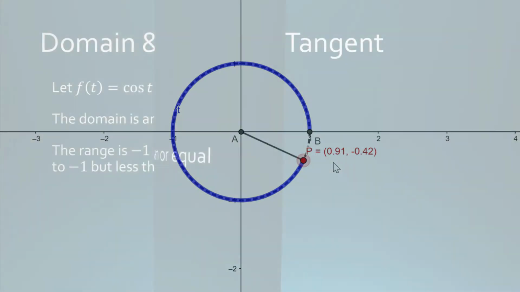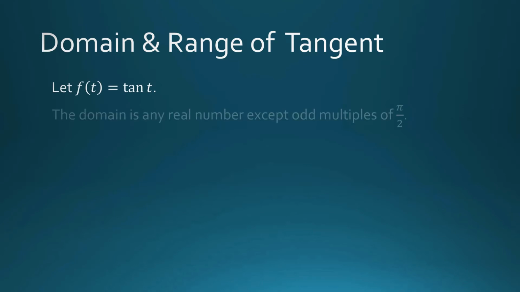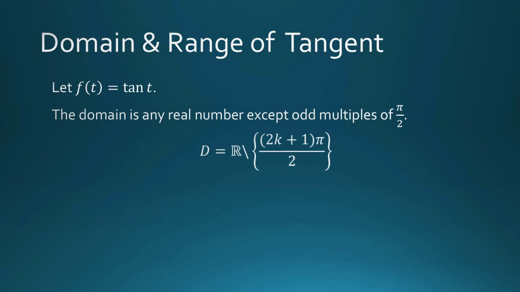function. How about the tangent function? Tangent of t. Let f of t be equal to tangent of t. Tangent of t has no value when t is an odd multiple of pi over 2. We will remove from the set of real numbers those odd multiples of pi over 2. We will take this away, and the resulting set will be the domain of tangent of t.